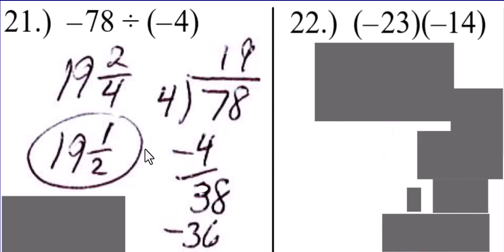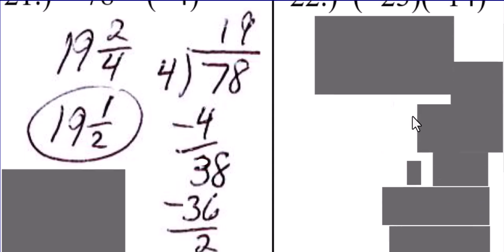You might be like, Mr. Underkoffler, why is the answer a positive? Because when you multiply or divide two numbers that both have the same sign, like a negative and a negative, that answer will be a positive. Speaking of which, problem number 22. Again, we are multiplying two numbers that are the same sign, just like we divided here on problem 21 with two numbers of the same sign. So I can tell you right now, this answer will be positive.